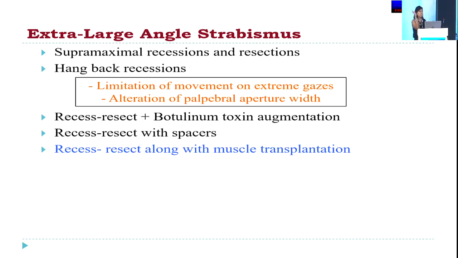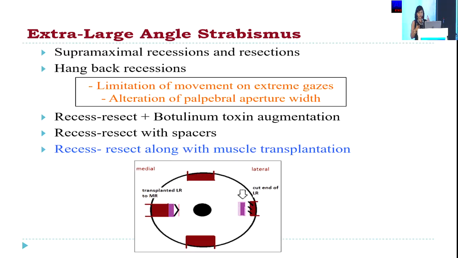There could be limitation of movement on extremes of gazes or alteration of the palpebral aperture width. People have also described augmenting recessions using botulinum toxin or spacers. And one such good option which is available is a recession resection along with a muscle transplantation.